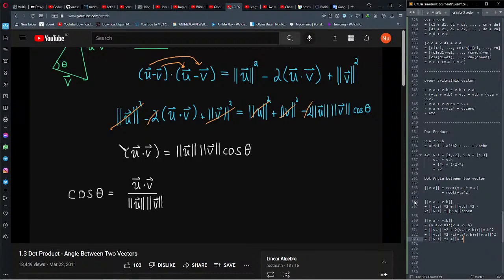So notice two things happened here. One, we have an alternate definition for the dot product, or an alternate way to express the dot product. And also now we have a way to express the angle between two vectors in terms of the dot product. And that's really cool. So I hope this helps. I'll see you in the next video.